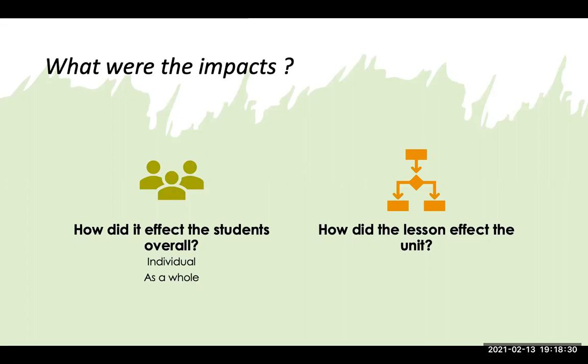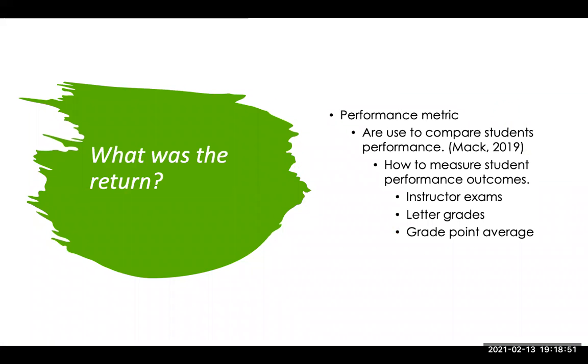If students did not understand, do we need to go back and re-dissect that lesson and reteach it to our students? Maybe a different way where they are able to take in that knowledge and understand it, and be able to produce what we know they're capable of. Next, what was the return? So when we're talking about return, we need to think about the performance metric.